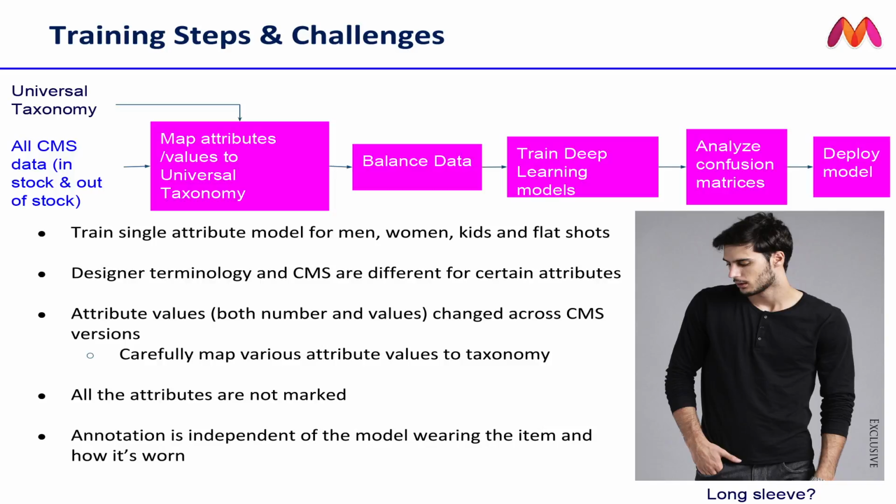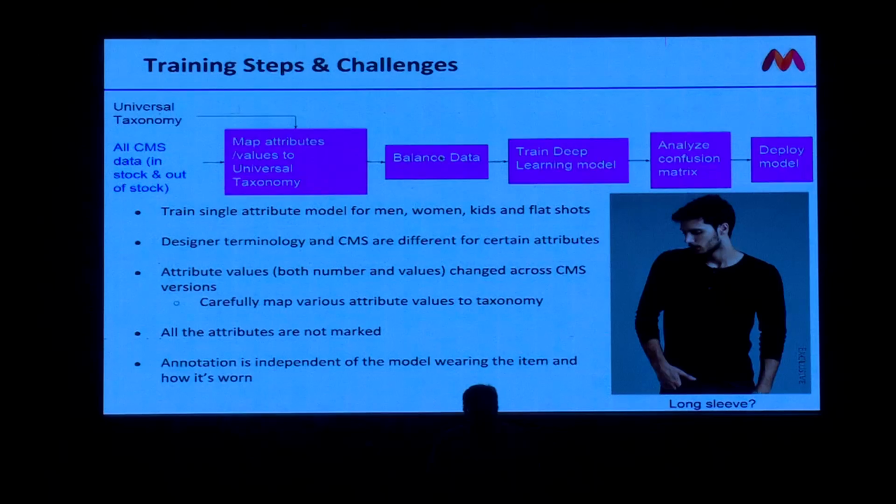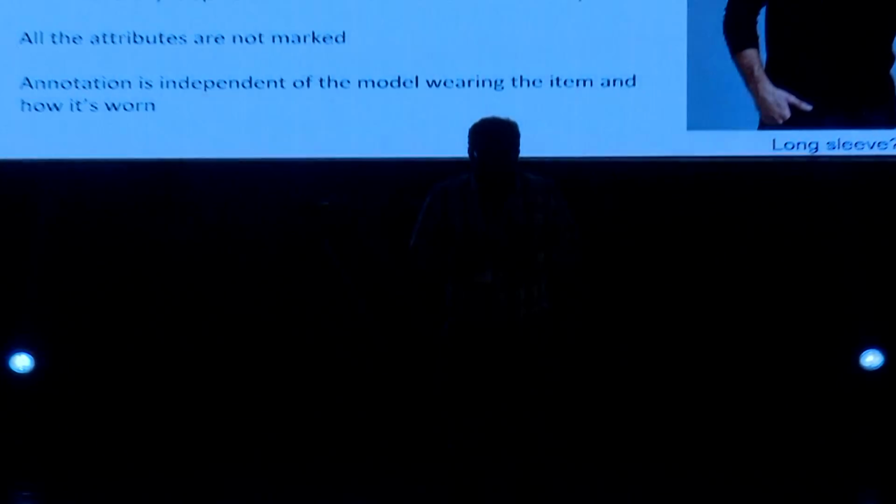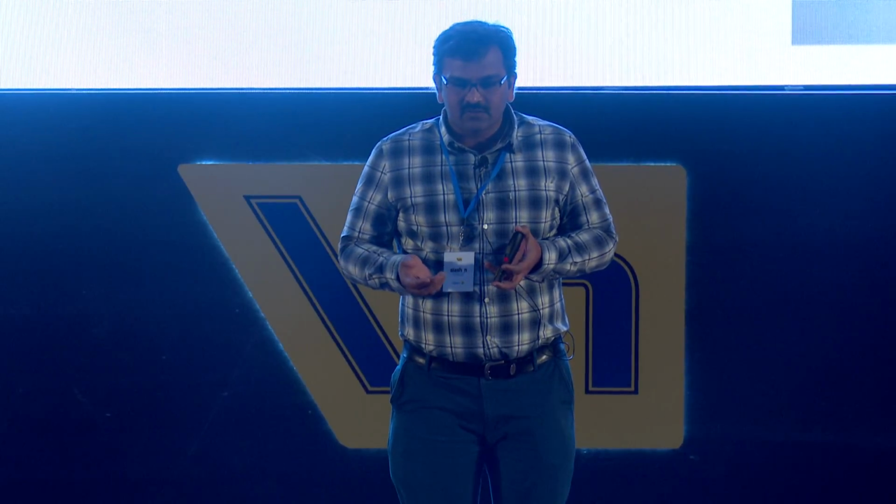So these are typical steps that we follow, which are common to any machine learning system. The first step is we take the data in our catalog, and we took a decision to use all the data that we have in the catalog, because particularly for deep learning, the more the data, the better it is. And we took a decision saying, let's build a single attribute model for man, woman, kids, and flat shots. Otherwise we'll have to build individual models for each one of them, which is difficult to train as well as manage.